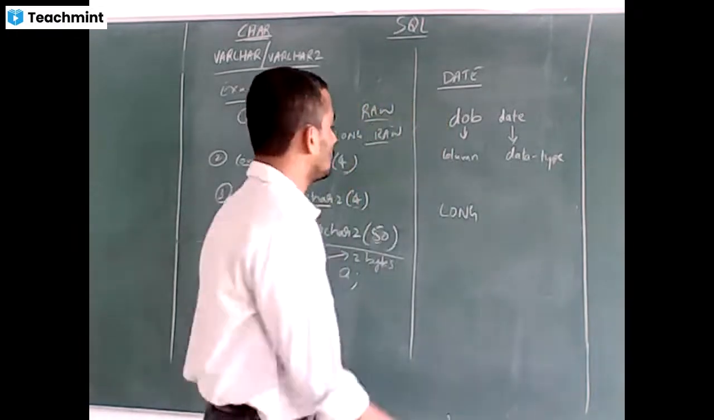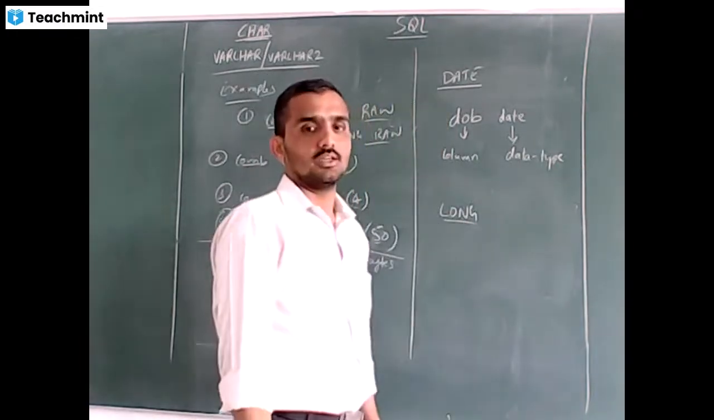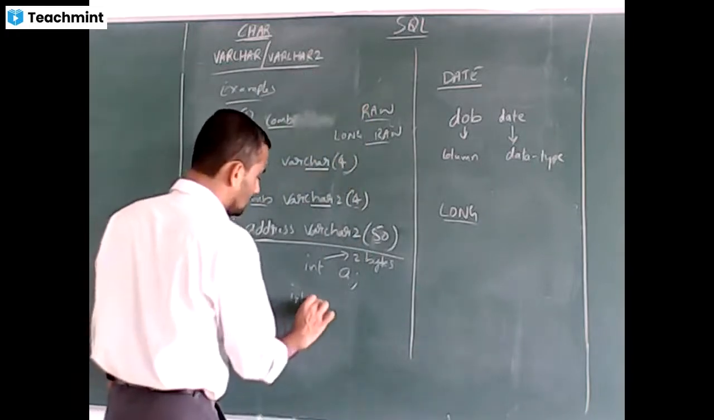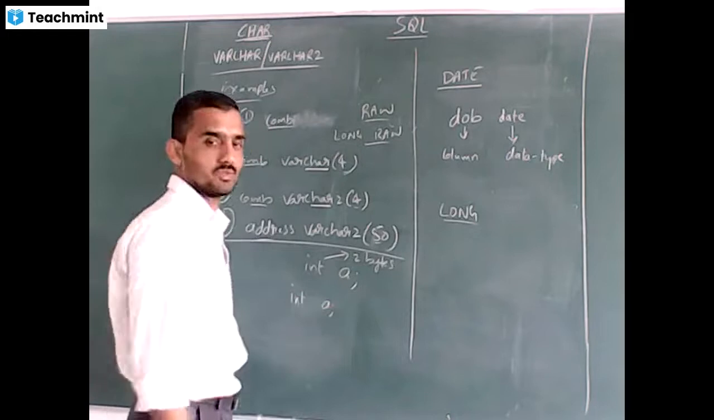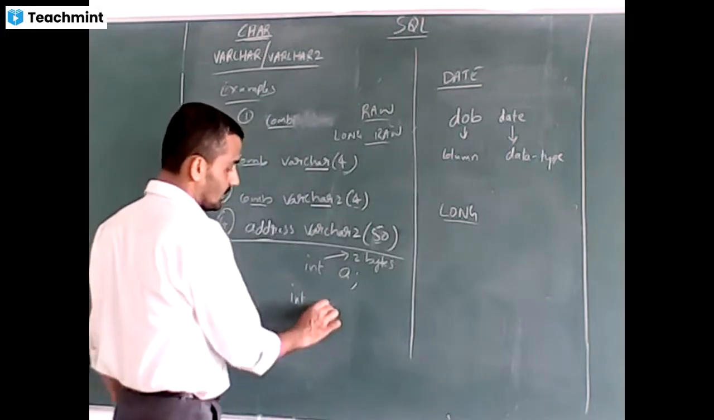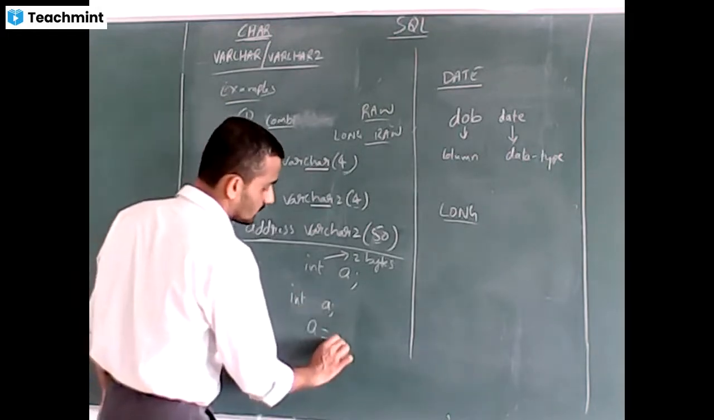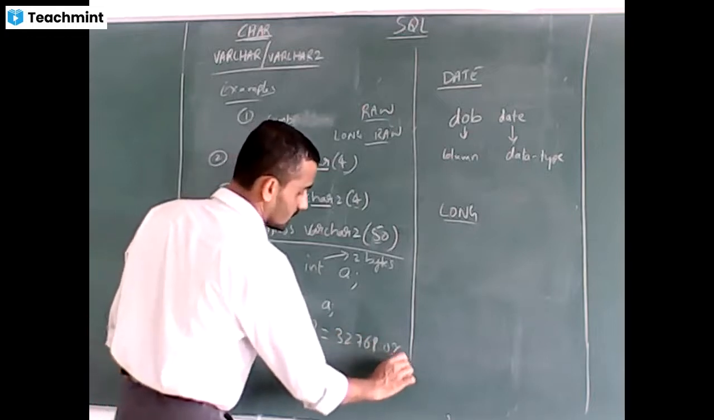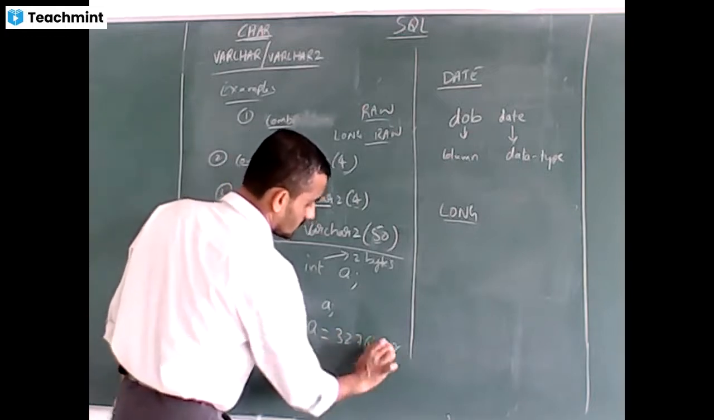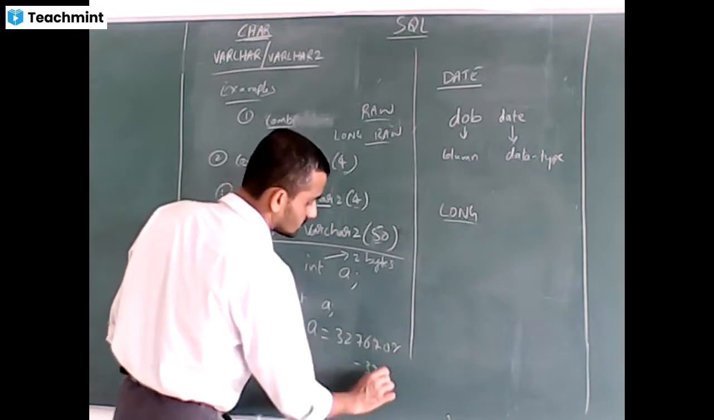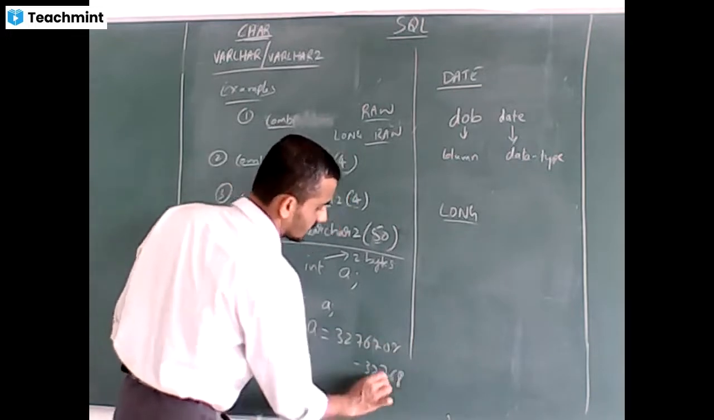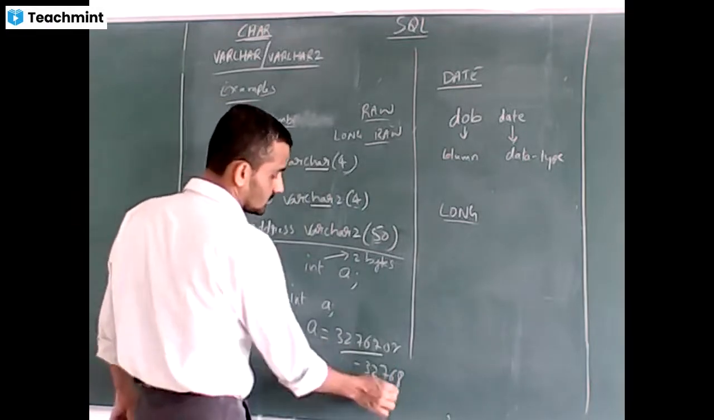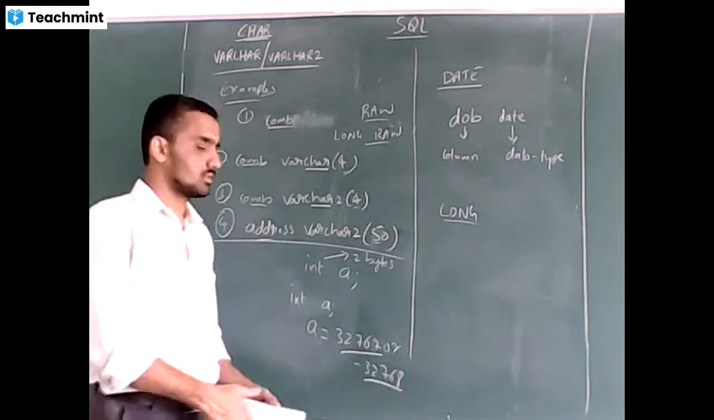Okay. Coming to the long data type, in C++ also, if I am using int A, in variable A I can store up to a maximum of positive 32,767, or if it is negative, 32,768, approximately. So up to this limit, I can store the value in A.